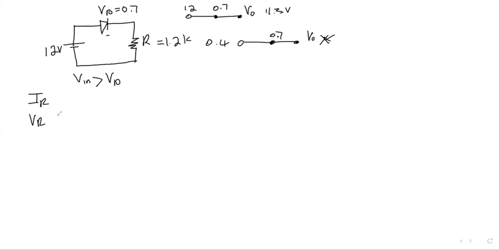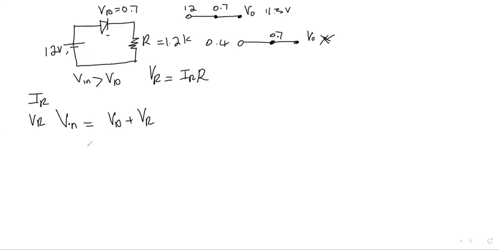Okay, question: calculate IR and VR. Since these two are in series, they share the same current. Since they share the same current, the voltage across them equals the V in. So V in is equal to VD plus VR. The voltage across them is equal to V in. Why? Because they are in series, the current is the same. So VR is equal to IR times R. A voltage across a resistor is equal to the current through the resistor times its resistance.